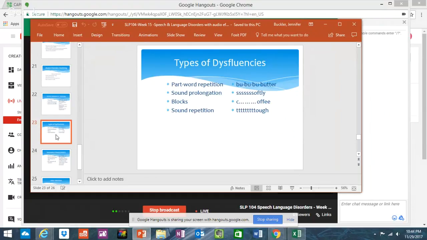Iterations are how many repetitions happen in the word, and so iterations are often a way that we talk about the differences between normal disfluencies and stuttering. It's also a way of measuring the severity of the stuttering, how often and how many iterations happen.